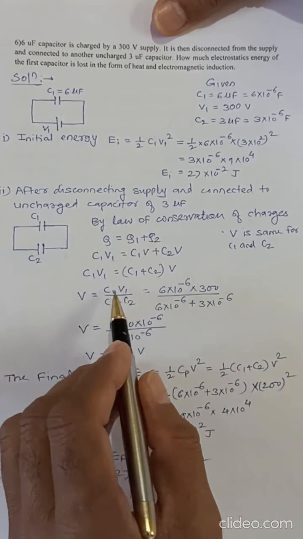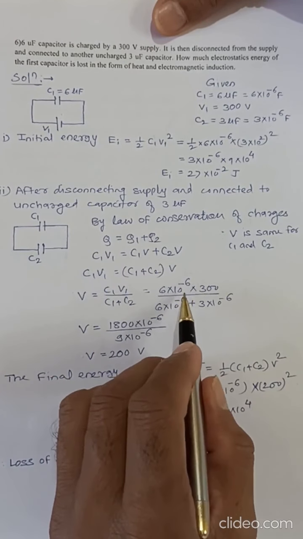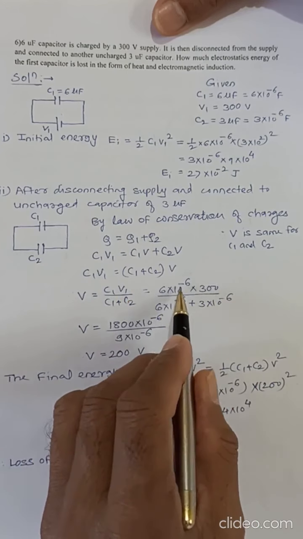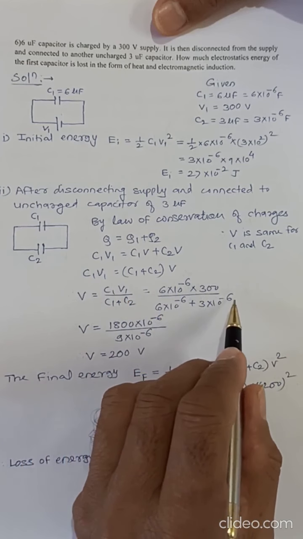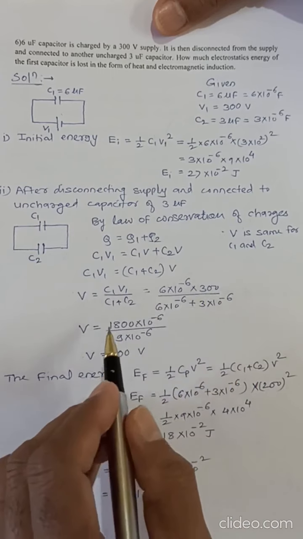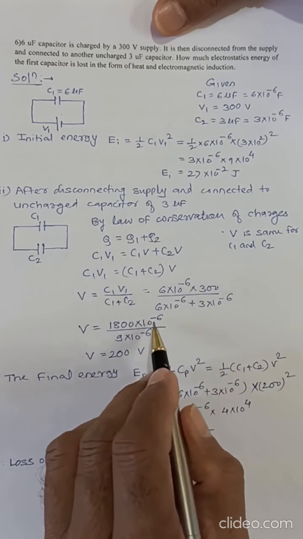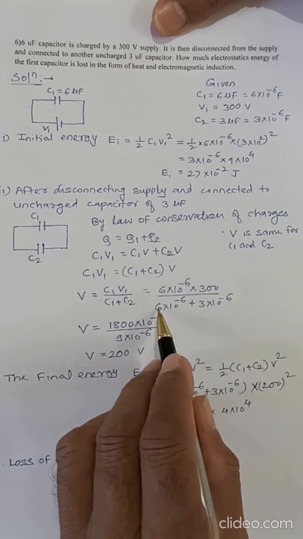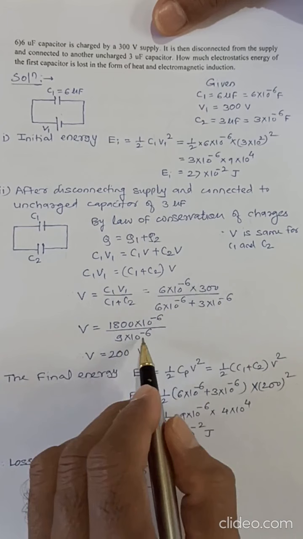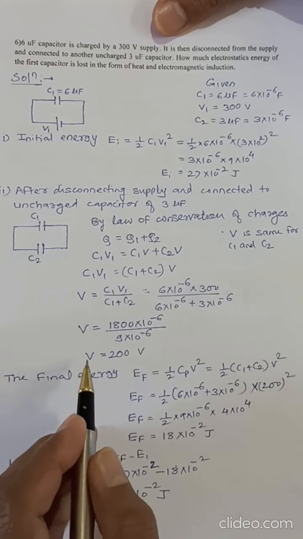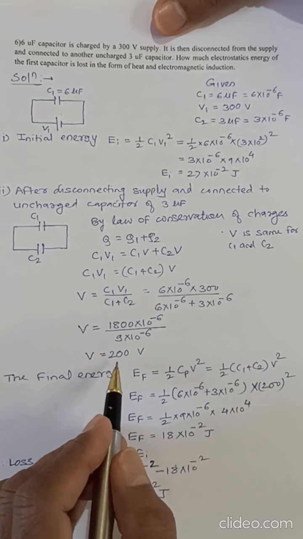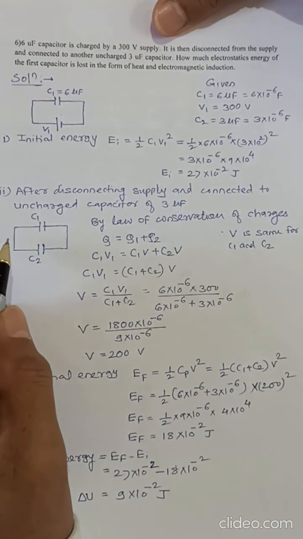Put the values. C1 is 6 into 10 raised to minus 6, V1 is 300, upon C1 6 into 10 raised to minus 6 plus 3 into 10 raised to minus 6. So 300 into 6 is 1800 into 10 raised to minus 6 upon 3 plus 6, that is 9 into 10 raised to minus 6. 10 raised to minus 6 gets cancelled. Potential V is equal to 200 volt. Now this is the potential across this combination.